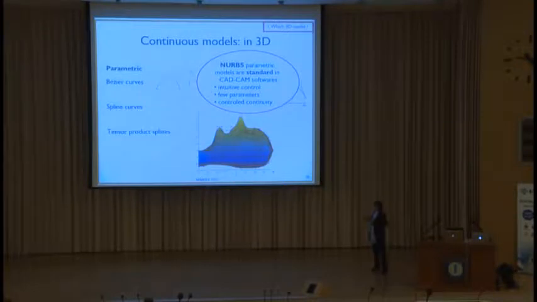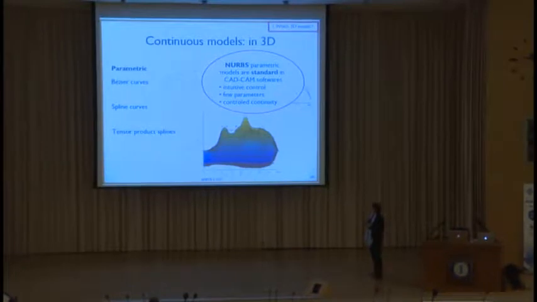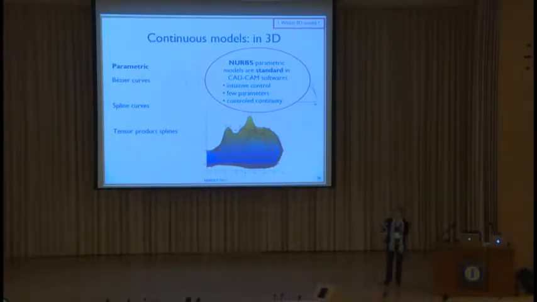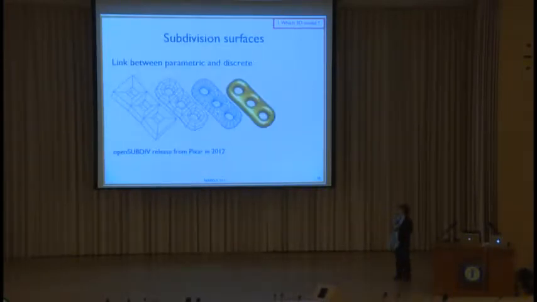So why are they so used in CAD models? They give you an intuitive control through this mesh. You have few parameters because you see that these control points are the parameters of the model. And you have control of continuity. You can raise the degree to get the continuity you want. Usually you want C2 continuity to have smooth reflection lines that we talked about before.